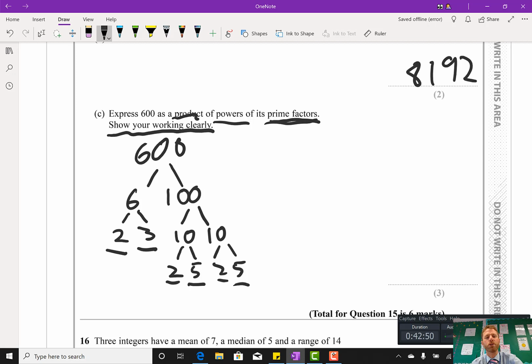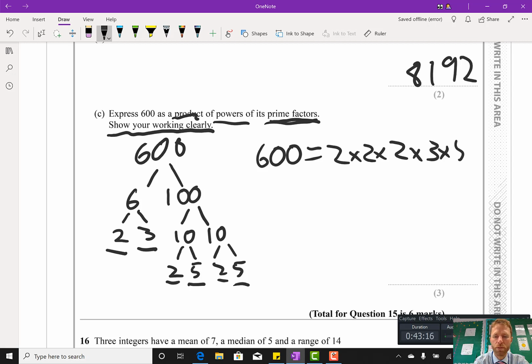So this prime factor tree is important. It says show your working clearly. I want to get all 3 marks. I am well on the way to getting all 3 marks. As a product of powers of its prime factors. So at this point I can put that 600 is equal to 2 multiplied by 2 multiplied by 2, because there are 1, 2, 3 of those, multiplied by 3 multiplied by 5 multiplied by 5. So these numbers here are all the ones that I have underlined.